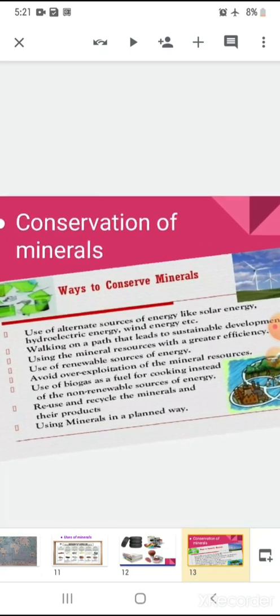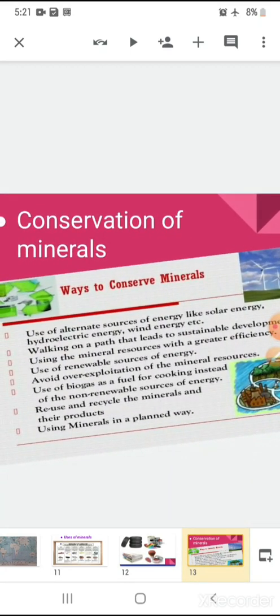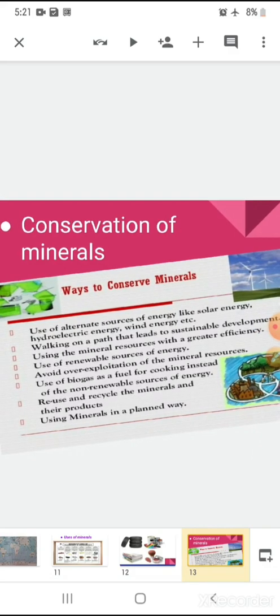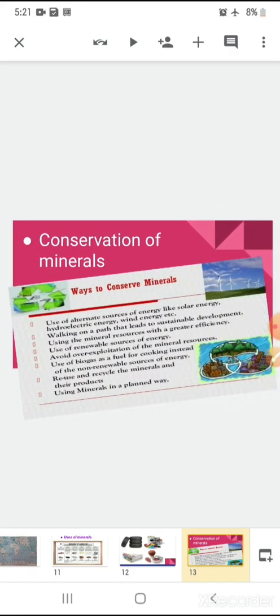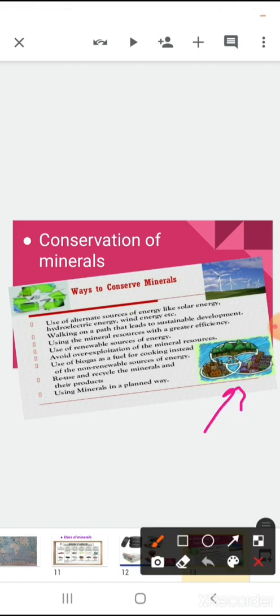I want you to have this particular picture in your notebooks, that is, please write these points of ways to conserve minerals in your fair geography notebook. I repeat, fair geography notebook. And you can see a little picture, a little diagram over here. I want you to draw this also.